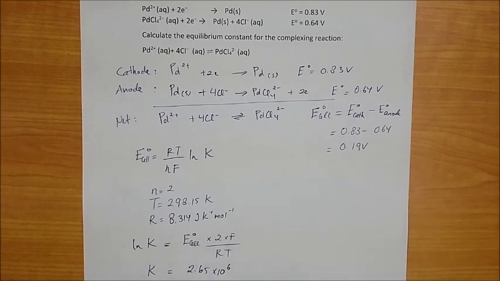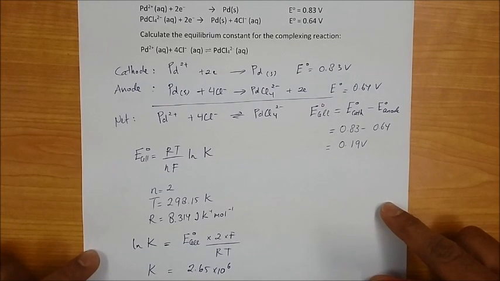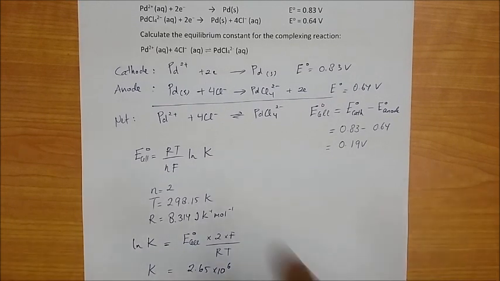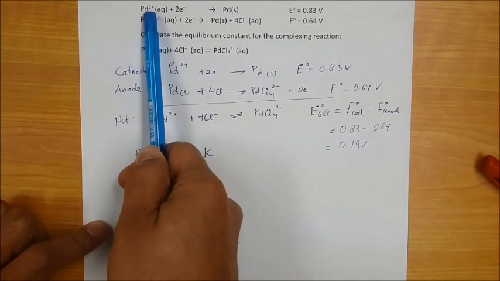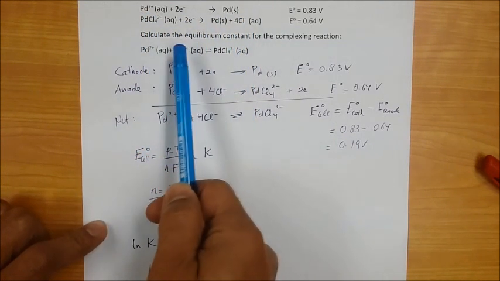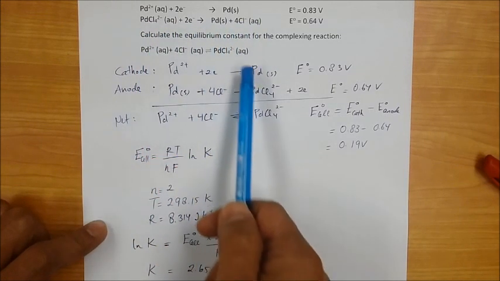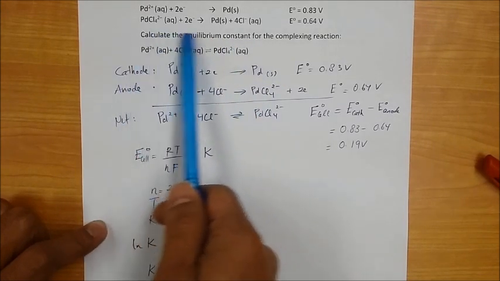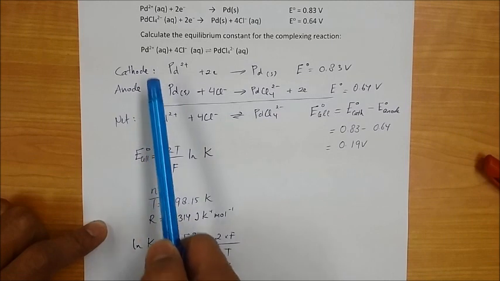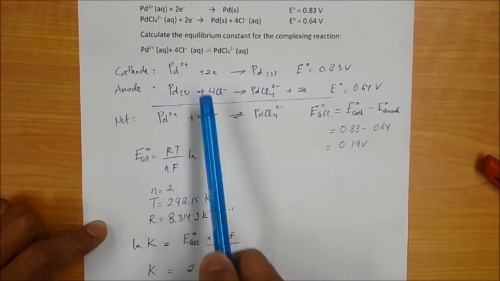Okay, so this is the discussion for our quiz for chapter 11. So we have here, for number 1, half cell reactions of palladium reduced into palladium metal and palladium chloride complex reduced into palladium metal and chloride ions. Now the question is to find the equilibrium constant for this complexing reaction. So it's palladium 2 plus ion plus chloride ion forming palladium chloride complex.